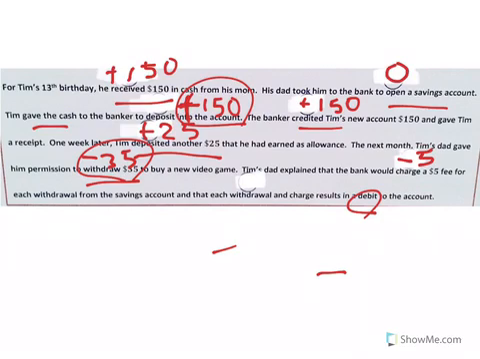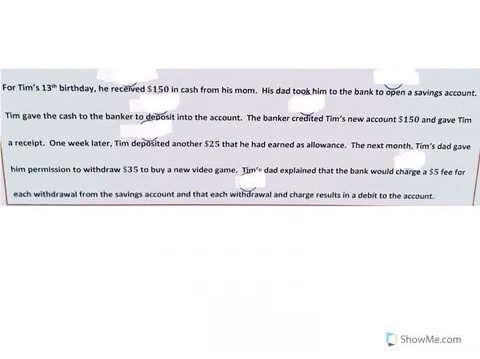I know that was fairly quick, but that was kind of just a real world example, right? So what I want to do now is let's just go through this real quick and see if we can figure out what he ended up with, right? He received 150, so that's positive 150. He opened a bank account. It started at 0, but he put the 150 in the account.